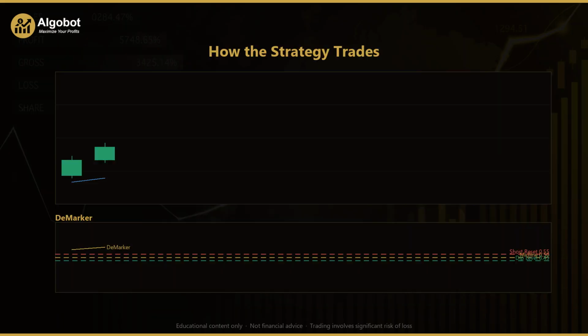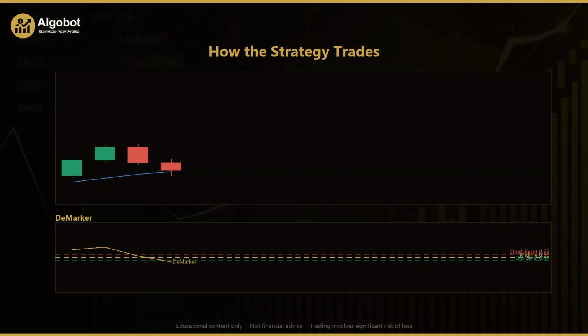Let's walk through this illustration candle by candle. The blue line running under the candles is the trend EMA, and the gold line in the lower panel is the DeMarker oscillator, with 3 reference lines. The midline at 0.50, the dip level at 0.45, and the short reset at 0.55.